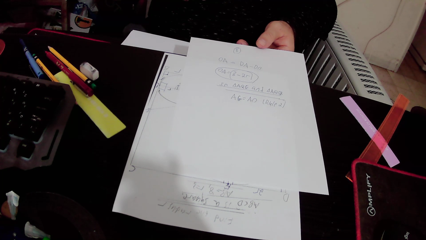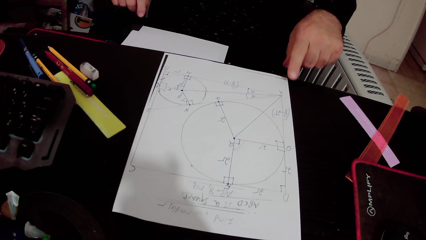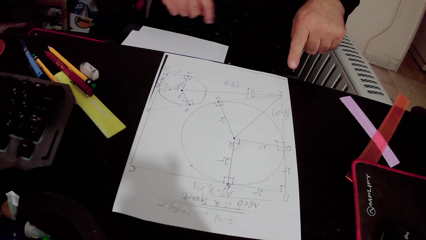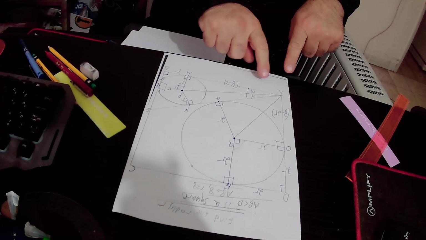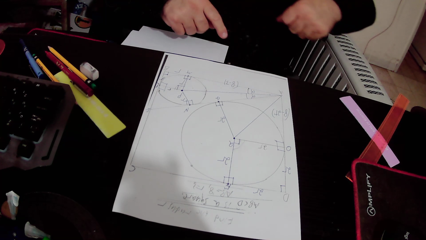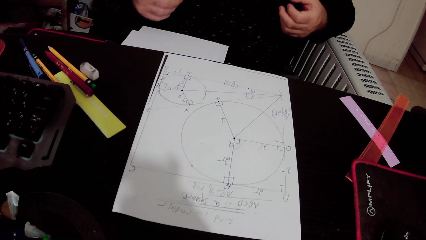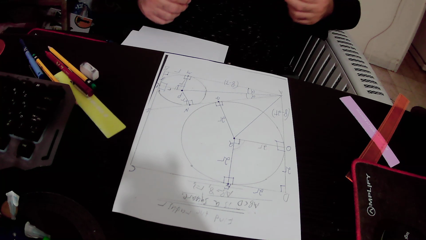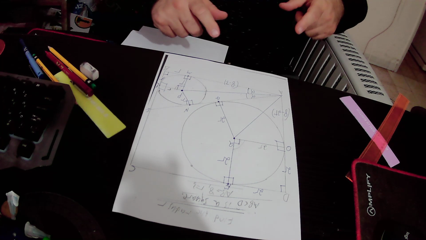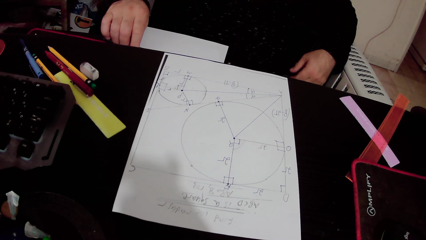AG equals AO according to rule number 2. Rule number 2 states that if from an external point, that is to say point A, we have two tangents to this big circle, tangent AG and tangent AO, then the lengths of those two tangents will be equal to each other. That is to say, AG equals AO according to rule number 2.